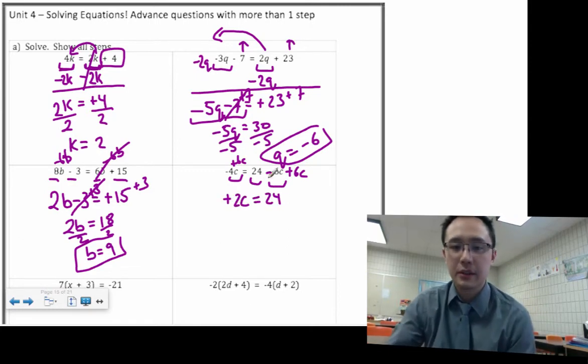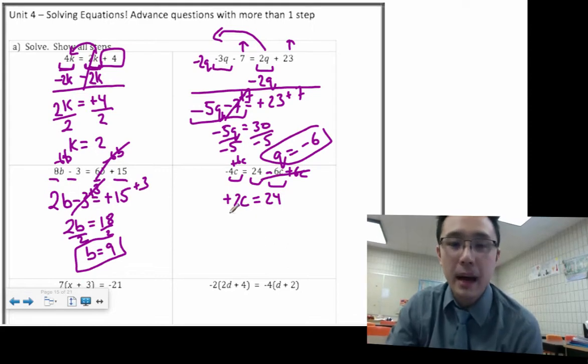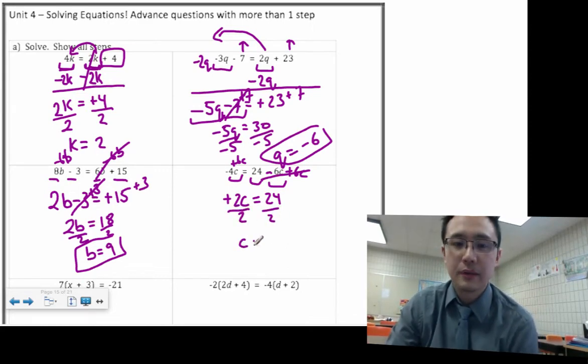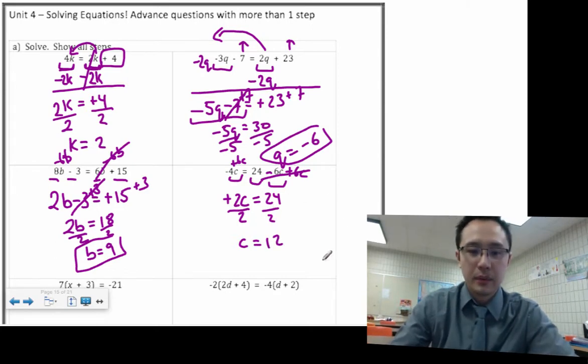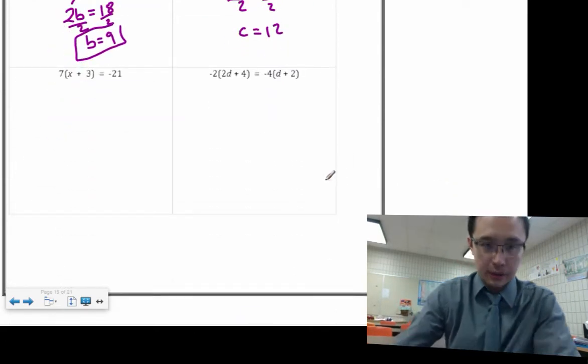Okay, so this cancels that. Now I'm just back to the previous stuff. Divide by 2, c is equal to 12. Simple as that. Let's move on. I think this might be the last two questions.